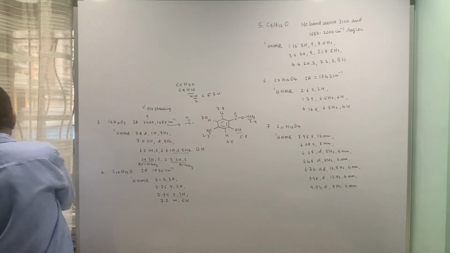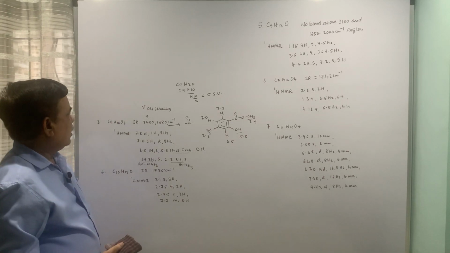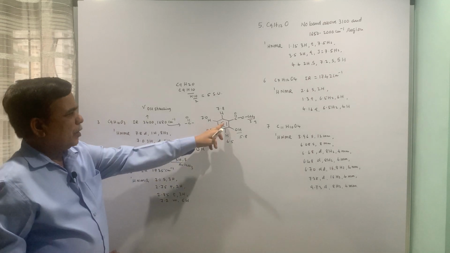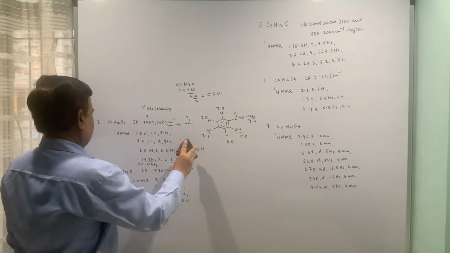It is tri-substituted aromatic ring which is taking care of 5 sites of unsaturation, 4 because of this ring, 5th is because of the ester which is outside the ring. Okay.